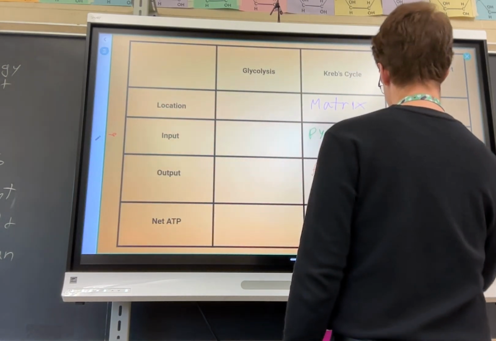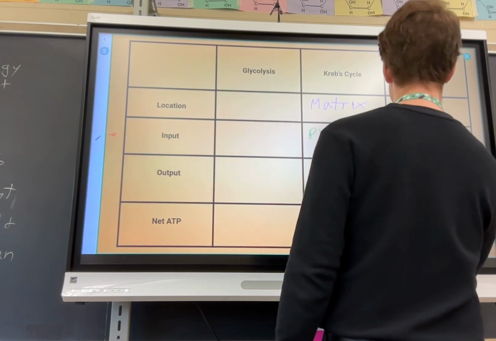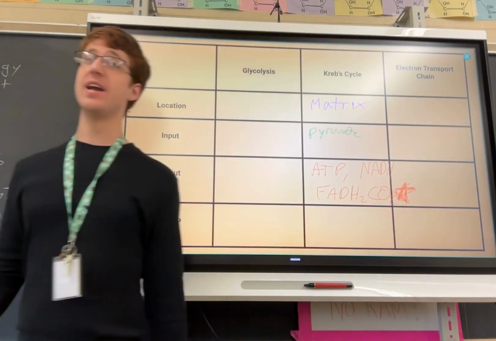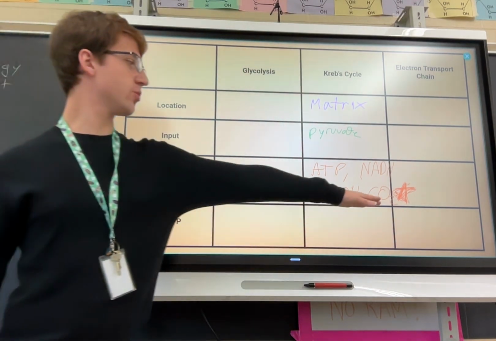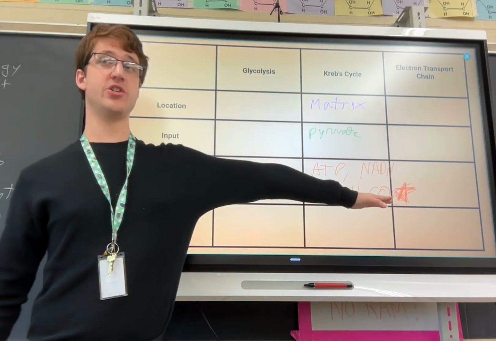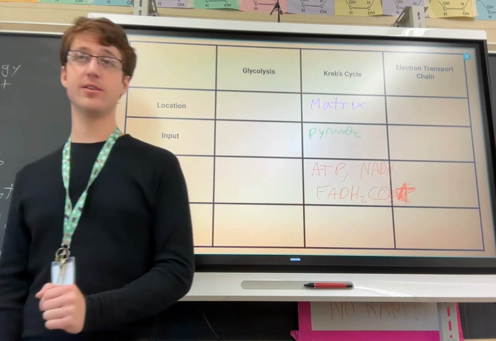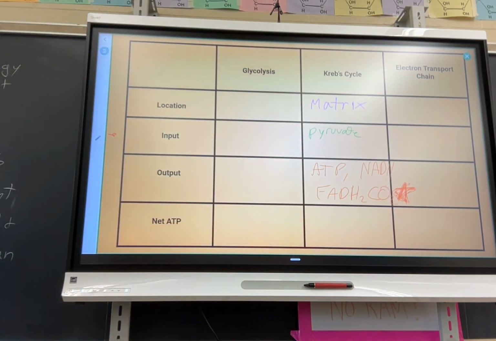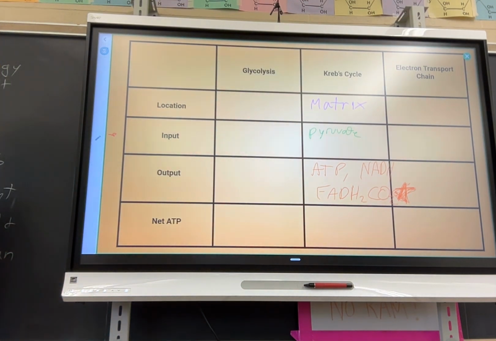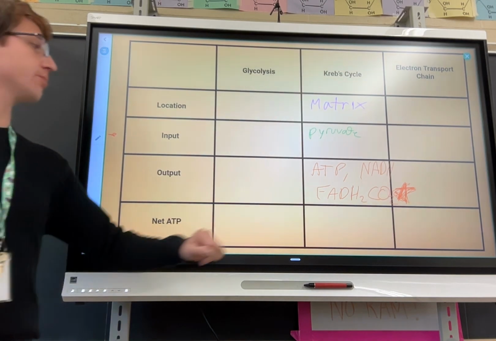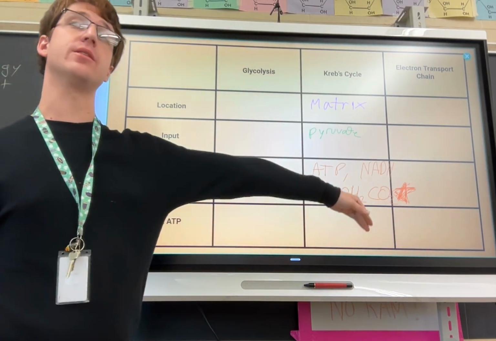Carbon dioxide is going to be very important because if you look back at your equation, what's one of the products of cellular respiration? Carbon dioxide. We're going to take oxygen and glucose and we're going to make carbon dioxide, water, and energy. So carbon dioxide is going to be one of our final products.